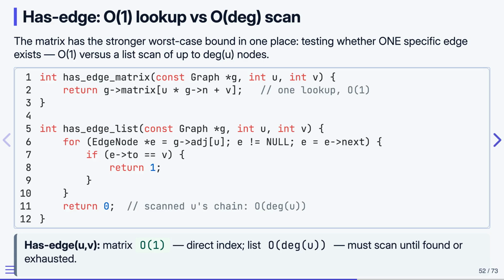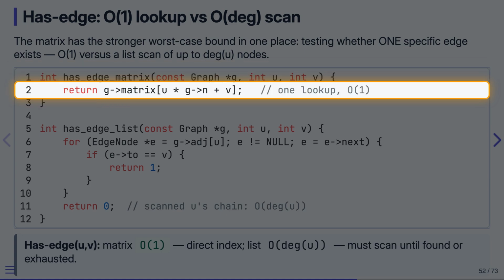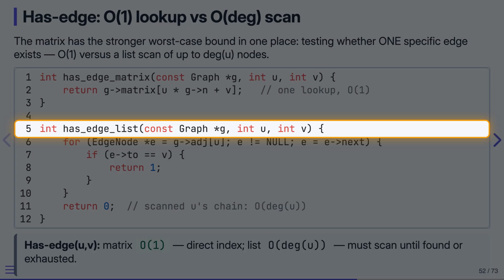The matrix wins clearly in one place, testing whether one specific edge exists. Has edge matrix takes the graph and 2 vertices, U and V. It just returns the cell G arrow matrix at U times G arrow n plus V, one direct lookup, big O of 1. Has edge list does the same job on the chain.